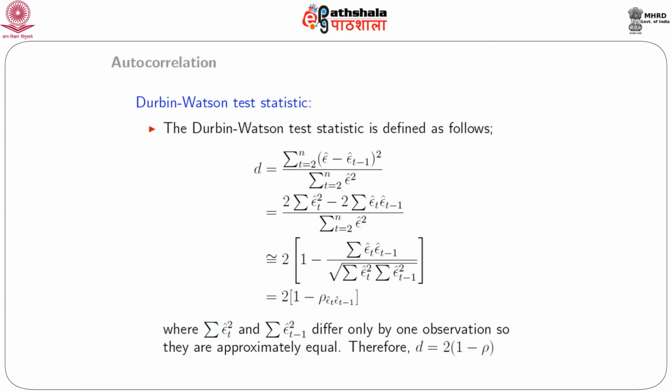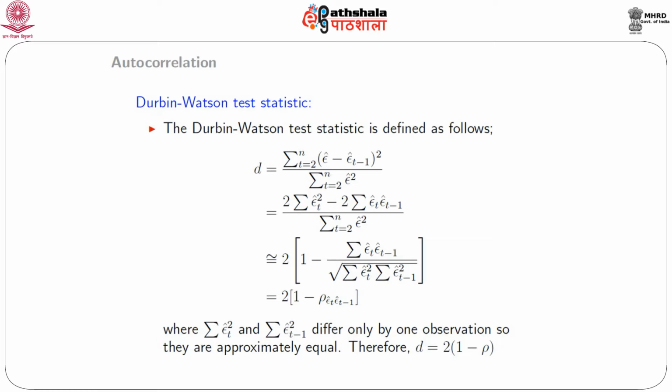So, here is the Durbin-Watson test statistic. By definition, the Durbin-Watson test statistic D is given by summation t equals 2 to n of epsilon hat t minus epsilon hat t minus 1, whole square, divided by summation t equals 1 to n of epsilon hat t square. Through a few algebraic steps, we can actually reduce D, the Durbin-Watson test statistic, and write it in terms of rho, which is the correlation coefficient between epsilon hat t and epsilon hat t minus 1.